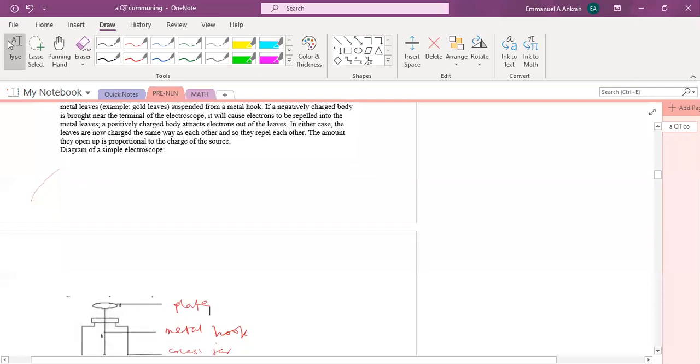So how do you use the electroscope? When a negatively charged body is brought near the terminal of the electroscope, it will cause electrons to be repelled into the metal leaves. A positively charged body attracts electrons out of the leaves. In either case, the leaves are now charged the same way as each other, and so they repel each other. The amount they open up is proportional to the charge of the source. It means that the greater the amount of charge that you have, the greater the opening. Right, so this is how it works. Let me illustrate that here.